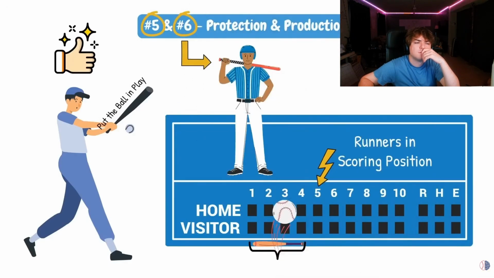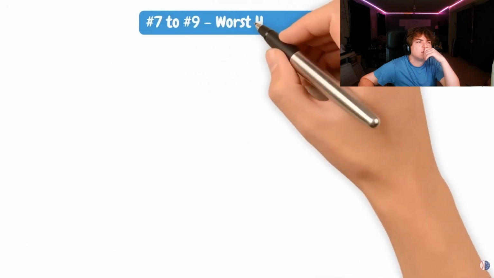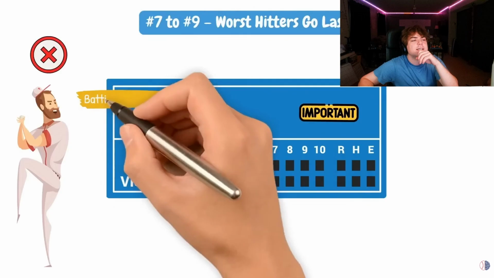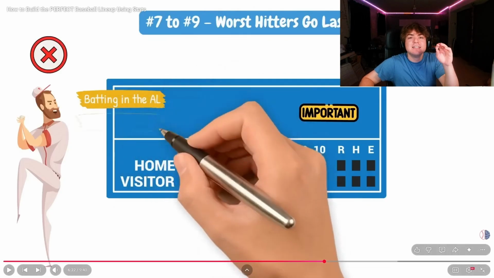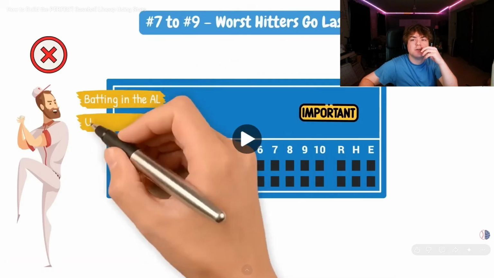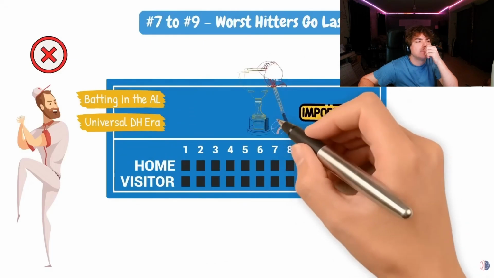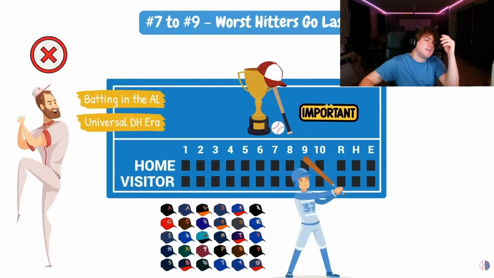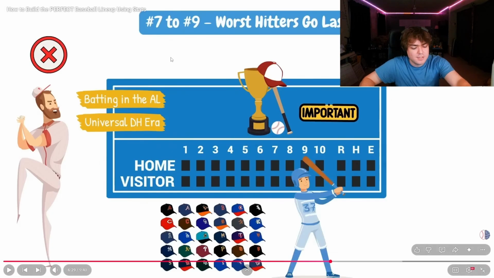That brings us to 7, 8, 9. Your worst hitters are going to go last. But your 9 spot matters too. With no pitcher batting in the AL or the universal DH, the 9 hitter needs speed and contact. This spot can set the table for the top. Some teams will even place a second leadoff type hitter here to loop that up to the top of the lineup.